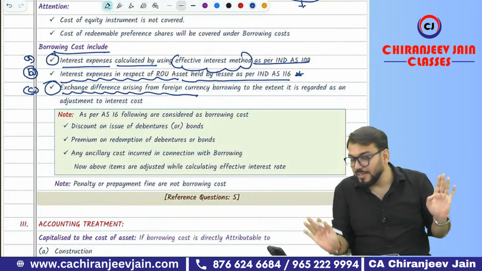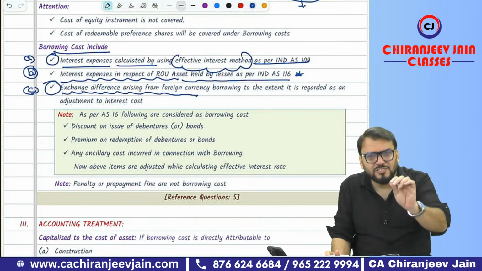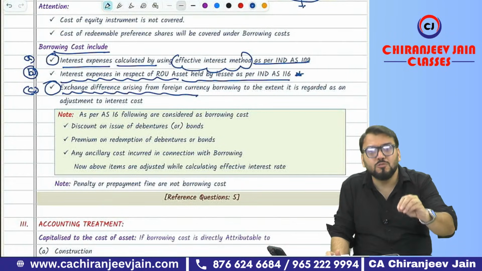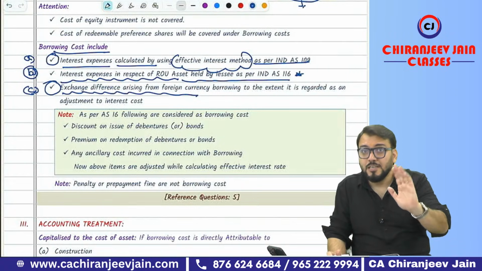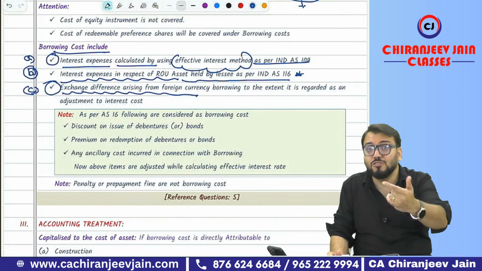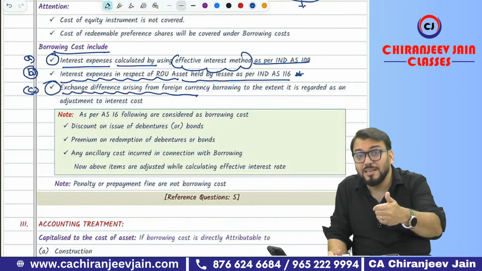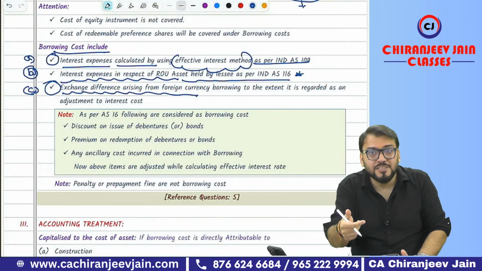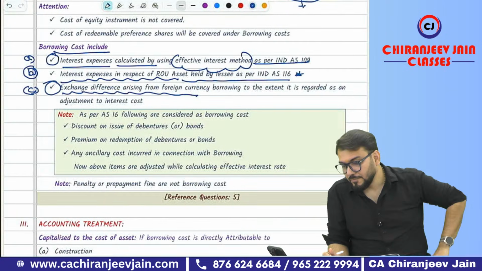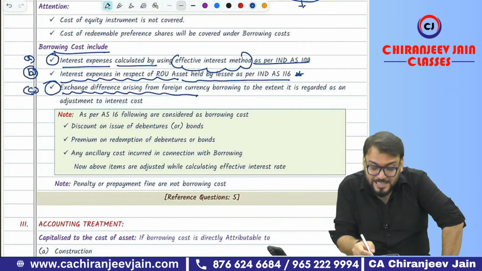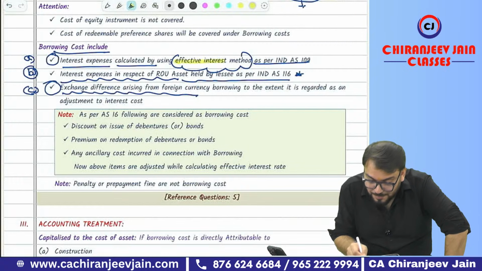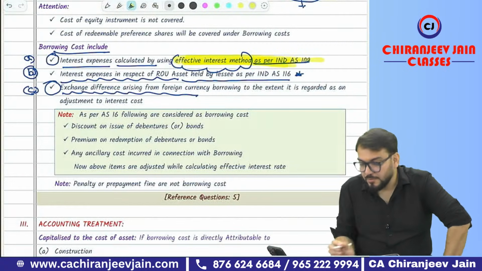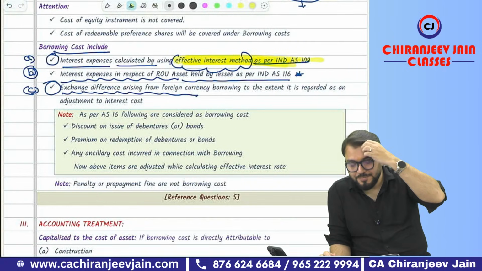Now I just want to ask you one question: anyone who doesn't know the effective interest method, which means till now you have not done FR, and you are doing FR for the first time, can you respond fast? Do you know about the effective interest method as per Ind AS 109? Say yes or no. Otherwise, I need to explain that also. Effective interest method.